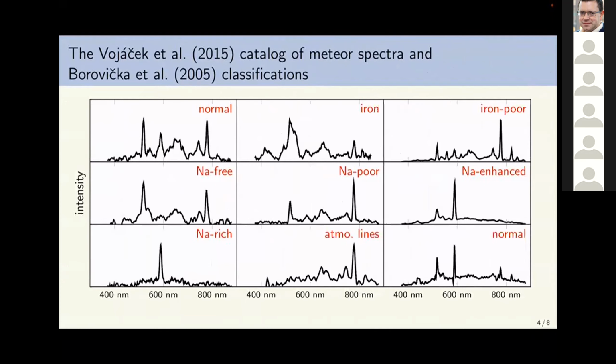There's a catalog of meteor spectra published by Vojáček et al. in 2015, 84 different spectra, if I remember right. And they have already classified all of those spectra using Borovička and his co-authors' 2005 paper. The approach there is that you classify them as, say, normal or an iron-type meteoroid or sodium-rich, etc., depending on the features that you see in the spectra. And here I've pulled out some examples from the catalog so that you can see what those variations look like.